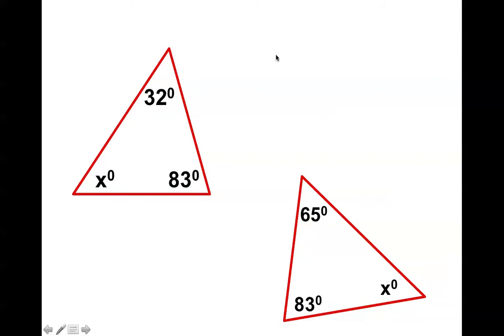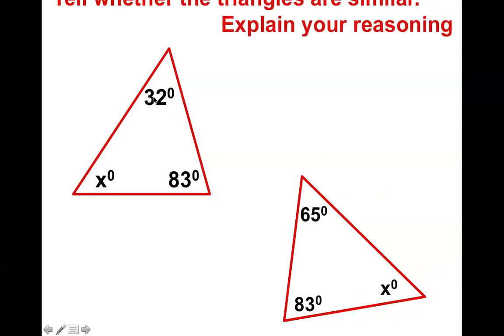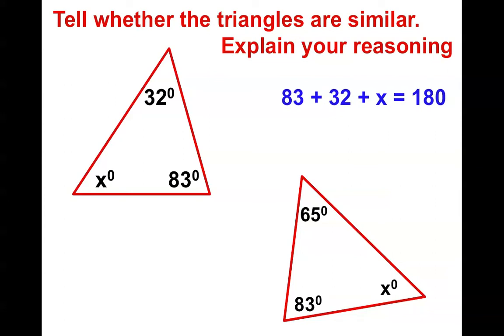So, here's the question. Are these two triangles similar? I don't know. I mean, this says 83 and 83, that's good, but this says 65 and that says 32. So how can I figure it out? Well, why not just find out what the missing angle is for each?